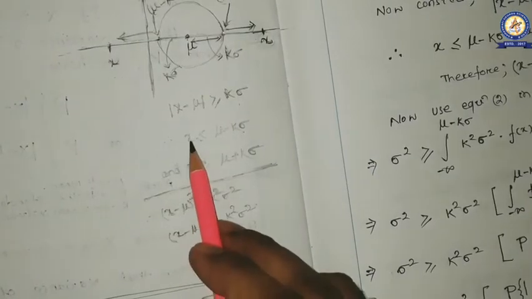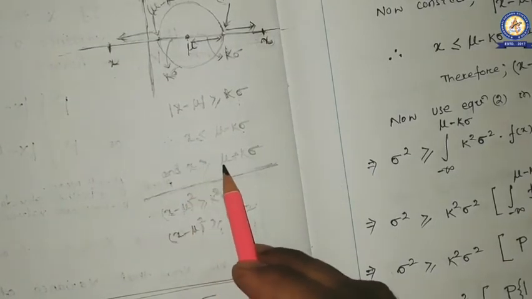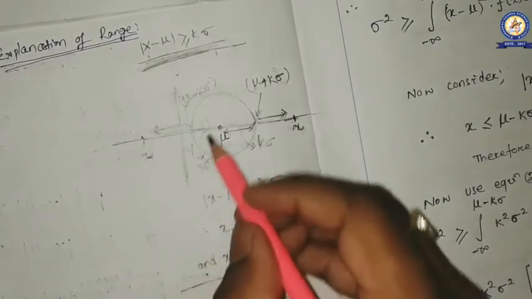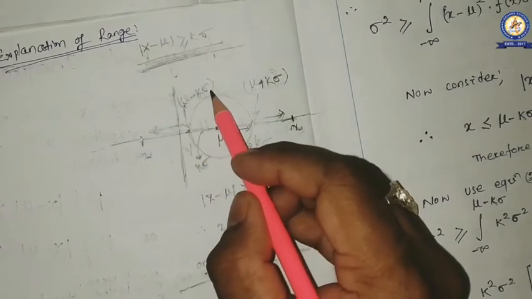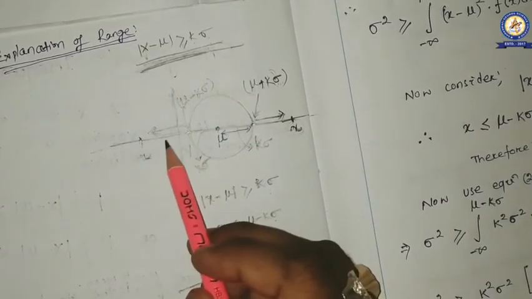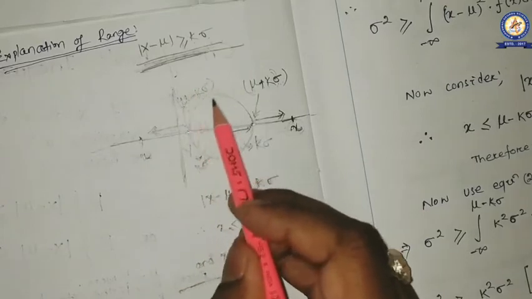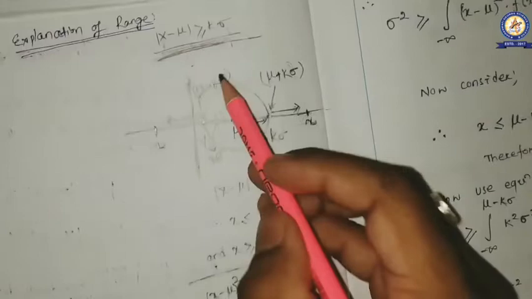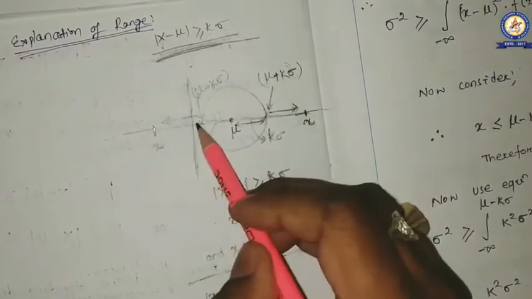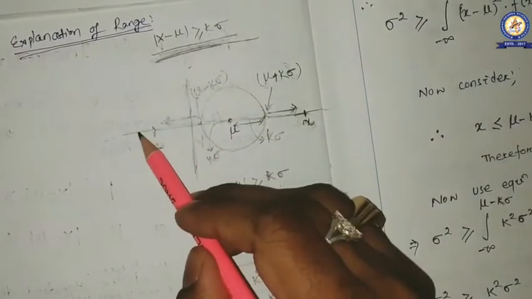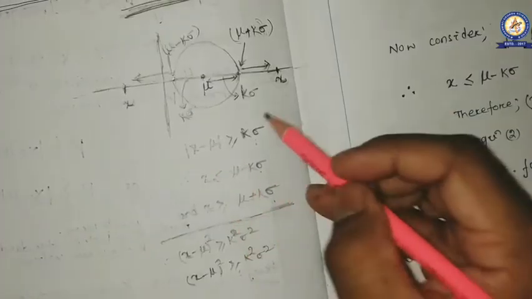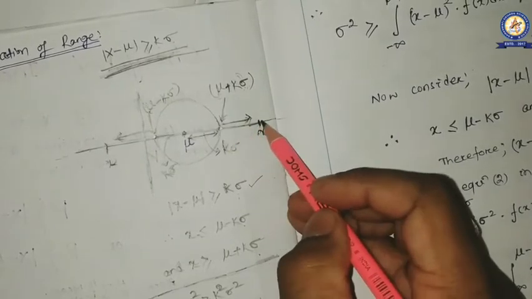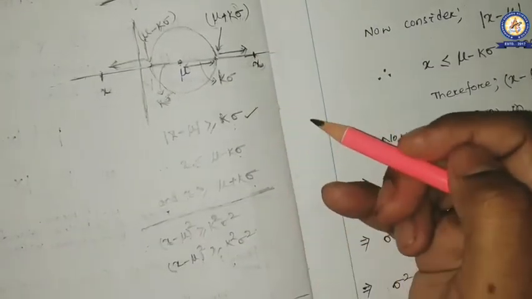So x value will always be greater than mu plus k sigma. And as this is your negative x-axis direction and this point is your mu minus k sigma, we have to consider x values less than this value. X less than or equal to mu minus k sigma. If I consider all the x values less than this point, then this condition is going to be satisfied. If I consider x values beyond this point also, this condition is going to be satisfied.